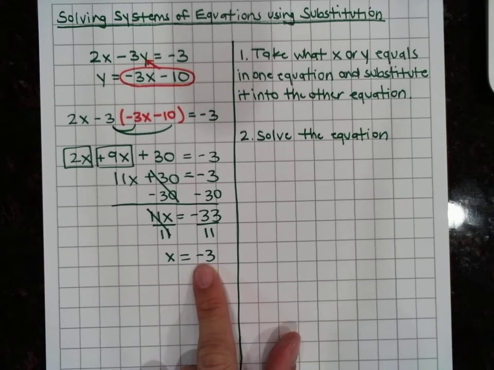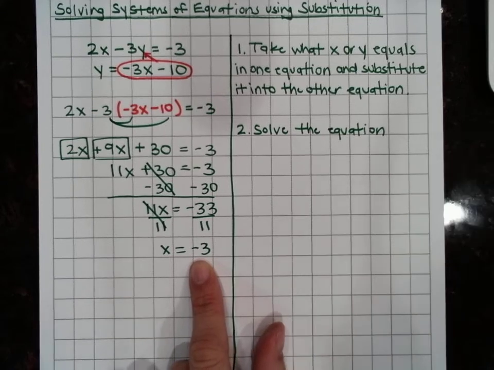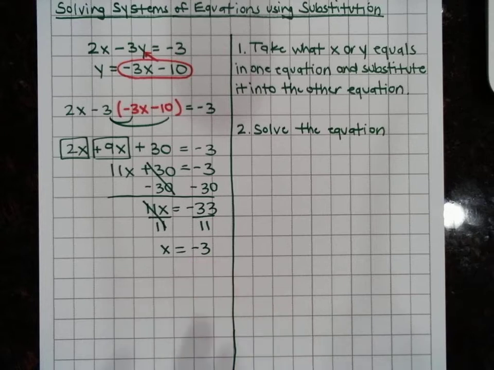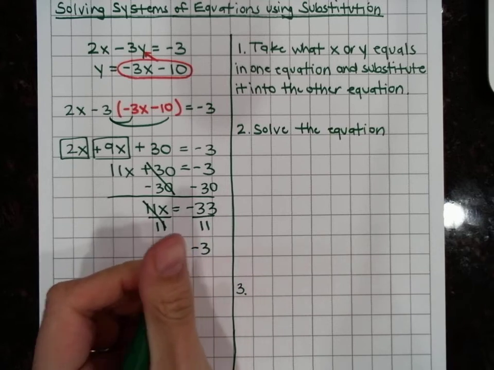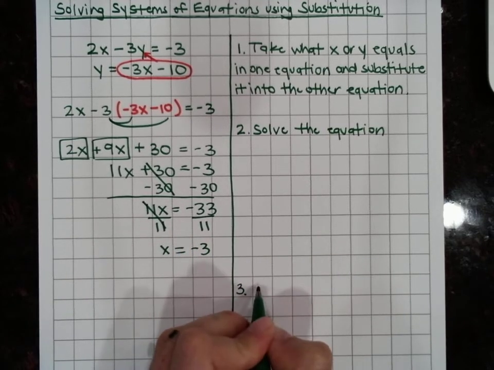Is that where the lines cross? Well, partly. We know they cross somewhere on x equals negative 3, but we need to find the y value now for the point where they cross. So now we are going to substitute that value into one equation and solve for the variable.